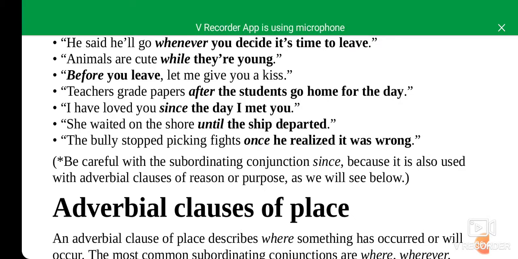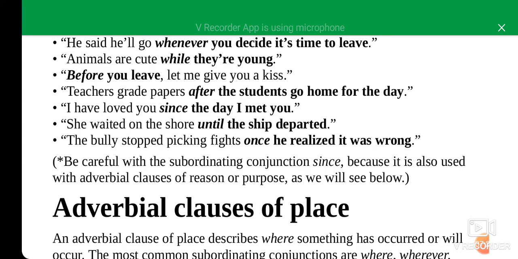Teachers grade papers after the students go home for the day. Now "after the students go home for the day" is the dependent clause, and that starts with "after", and "after" shows time, it's an adverbial clause again. I have loved you since the day I met you. "Since" shows the beginning of the time when they met. So "since" shows time, since the day I met you. Now this is a dependent clause and this is used as an adverbial clause and it shows time.